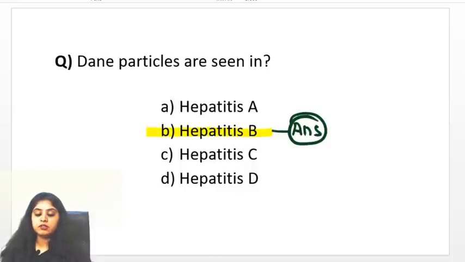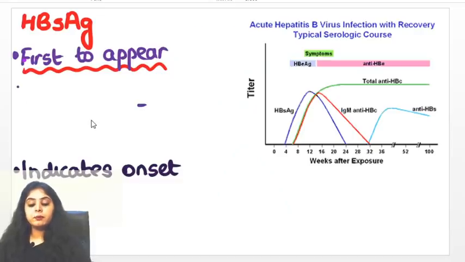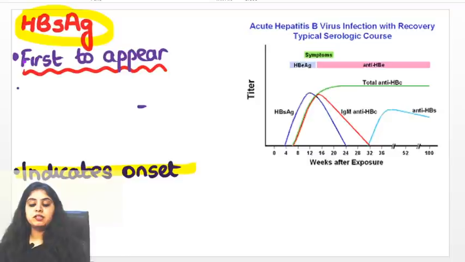When I talk about the serology of hepatitis B, that's the graph that all of you are very well aware of. Let's decode it and I'll give you one mnemonic which is going to make your life simpler. Which is the first one to appear? That is HBsAg. The first one which indicates onset is HBsAg. Here it has started. HBsAg, number one.